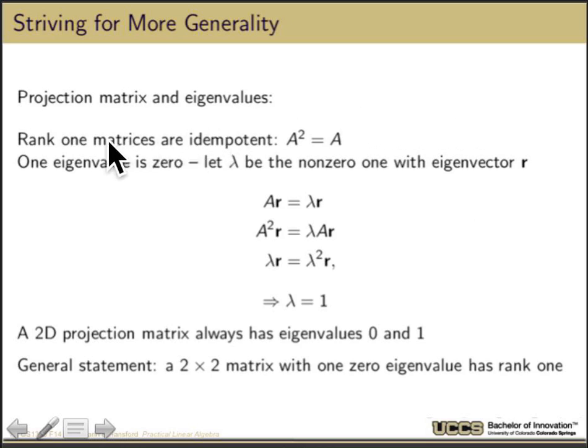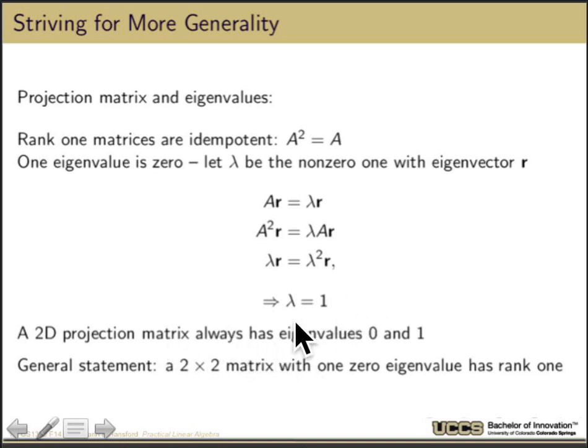So any matrix that is rank 1 is idempotent, so A squared equals A. The one eigenvalue is 0, and we're going to let lambda be the other non-zero eigenvalue. So what does that tell us? Well, we already know that A times r is equal to lambda times r. But A squared times r has got to be equal to lambda times A times r. We just multiply both sides by A. And that tells us that lambda r is equal to lambda squared r. That tells us that lambda, I'm sorry, lambda equals 1. So for any idempotent matrix, we're going to have lambda equals 1.